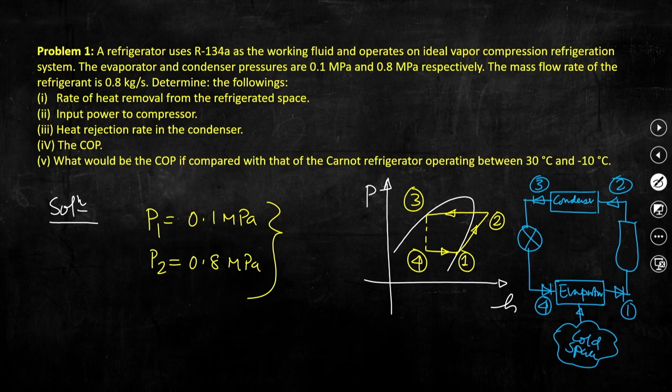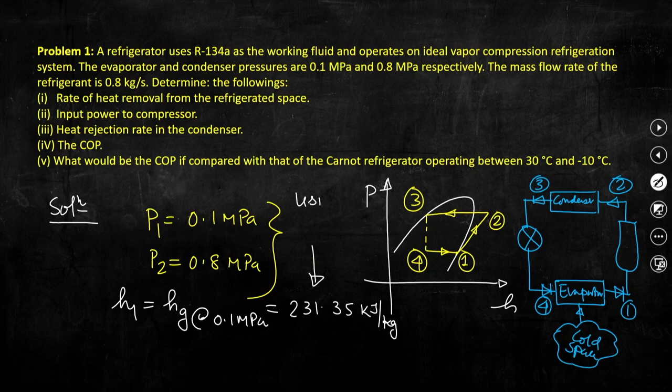We try to understand that H1 is basically Hg at 0.1 MPa, because this is on the saturated vapor line. So, using the property table, this is basically 231.35 kilojoule per kg. This value we are getting using the property table.